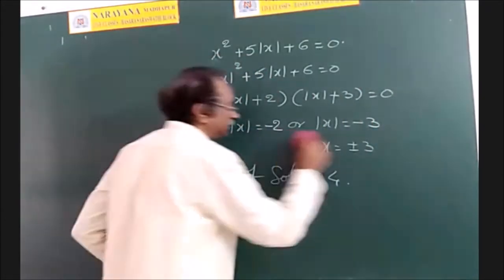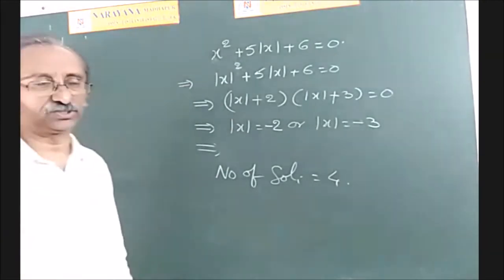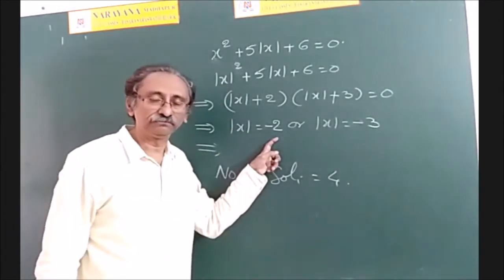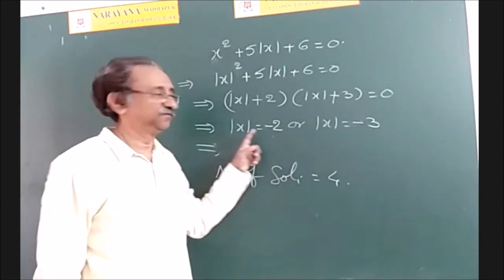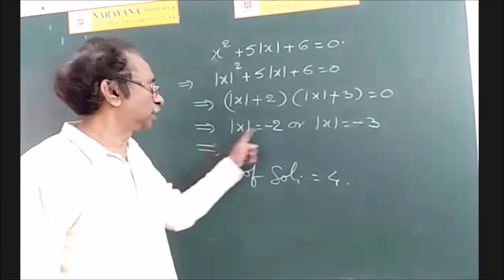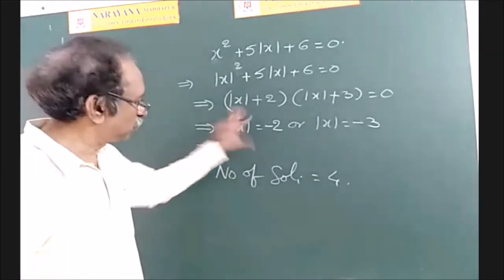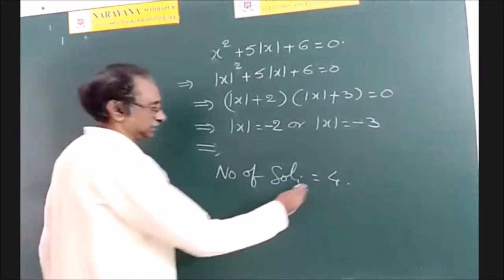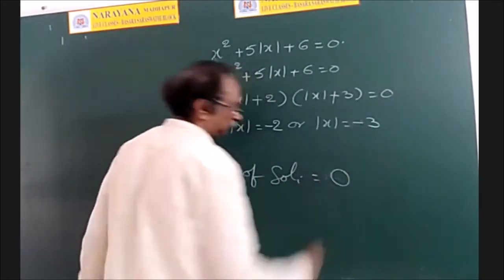And now you tell me, mod x is equal to minus 2. Is there any number whose modulus value is minus 2? No. So therefore, there exists no number whose modulus value is minus 2. So there is no solution for this equation. Similarly, no solution for this equation. So number of solutions is 0. Okay?